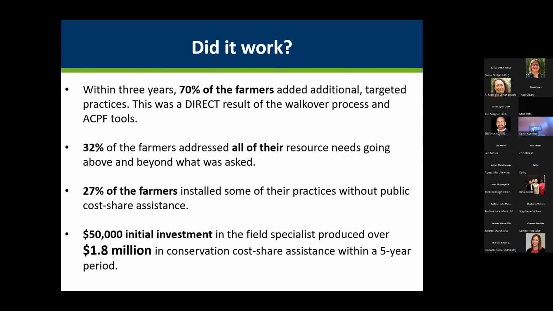What was really interesting too is that about a third of those farmers addressed all of their resource needs. And so that was going above and beyond what we were asking them to do. We asked them to try to tackle at least 1 or 2 of those really high priority needs, at least the first couple of years. But about a third of those farmers said, hey, while we're at it, let's just go ahead and take care of all these at one time. So that was really, really nice to see that enthusiasm.